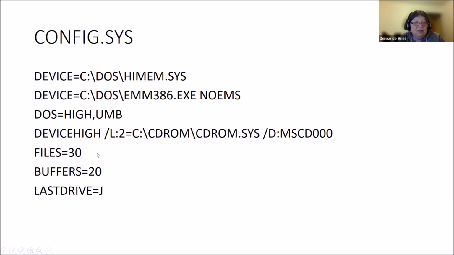Not forgetting that DOS uses 4 itself. So when you say you've got 30 files available, it's actually only 26 for your programs. Buffers are for input-output data transfer. So there's 20 buffers available, and you can set your last drive, and that's set here to the drive letter J.